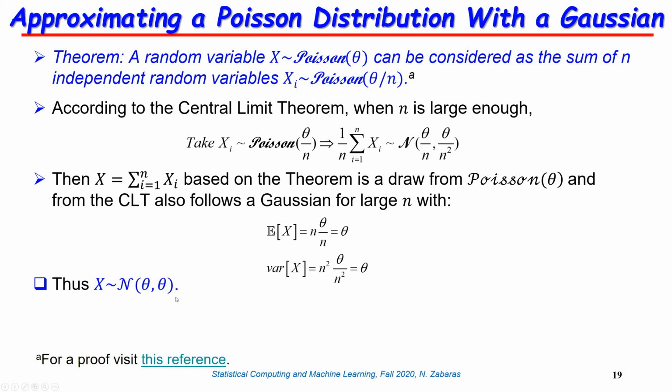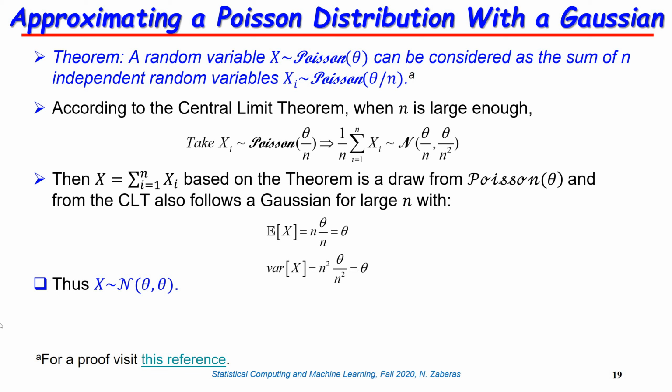and here it is. So basically what we proved here is that if x follows a Poisson distribution with parameter theta, we can very nicely approximate those samples with samples drawn from a Gaussian distribution that has a mean theta and a variance also theta.